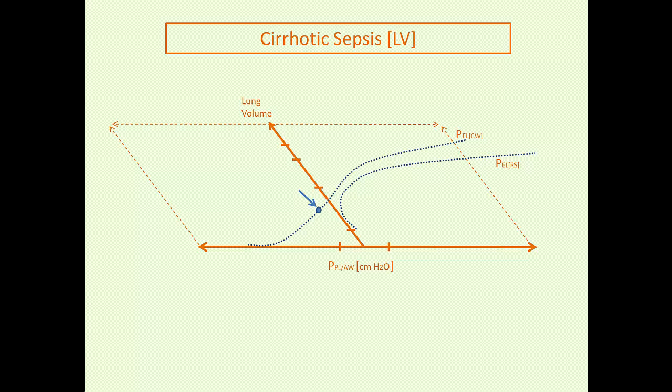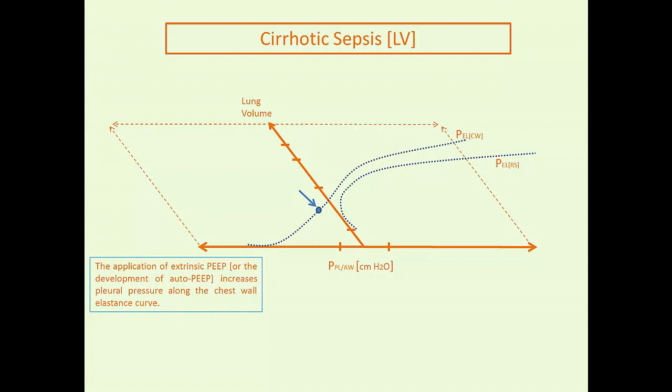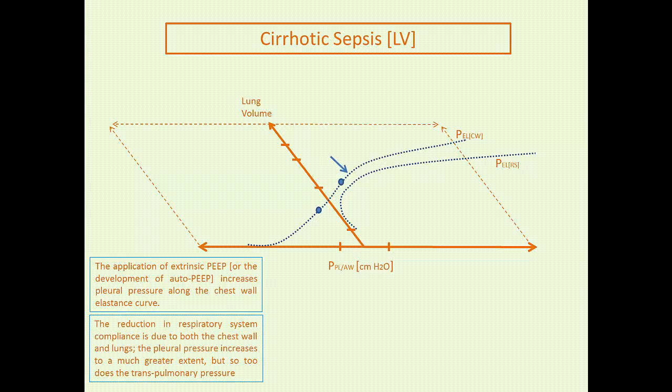So the same physiology applies with sepsis in the left ventricle. Well, the application of PEEP increases your intrathoracic pressure to a greater degree because of the diminished chest wall compliance. And then the breath on top of PEEP further increases intrathoracic pressure. And then the increase in airway pressure would be seen like that.